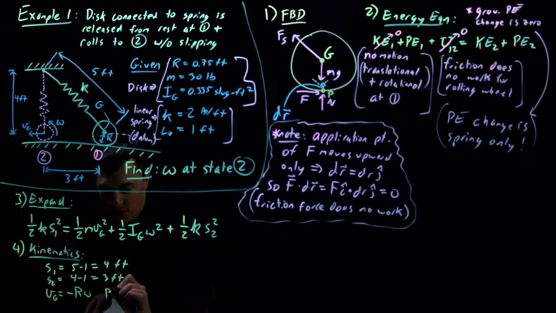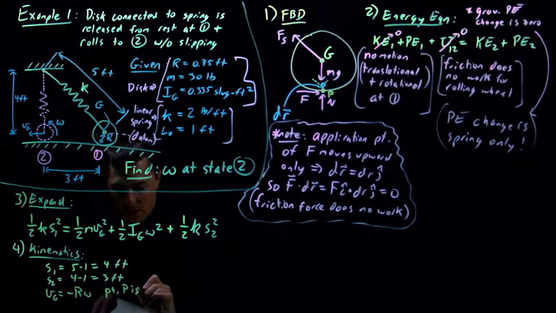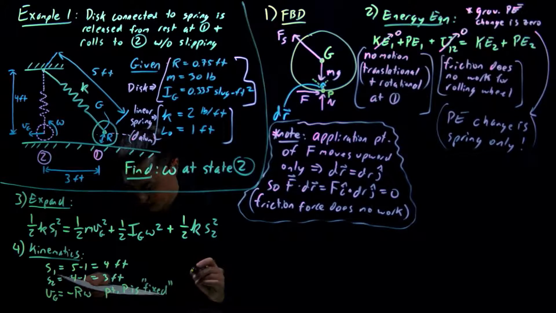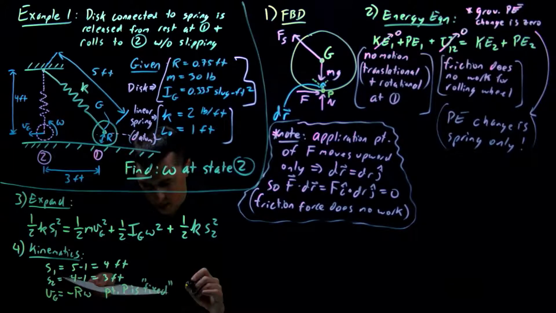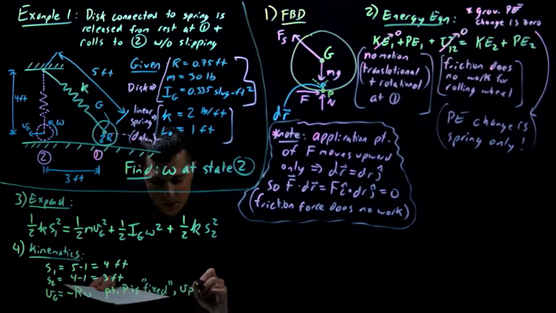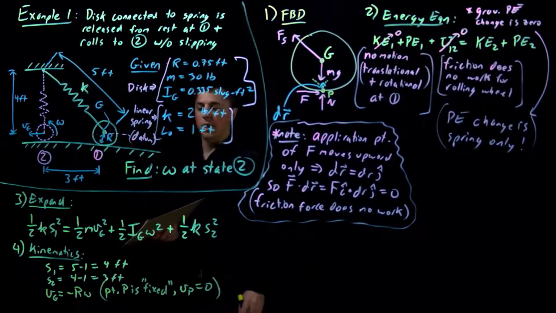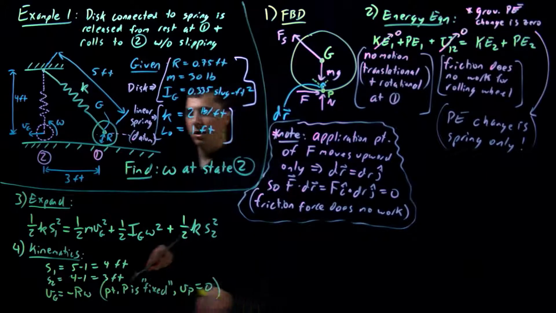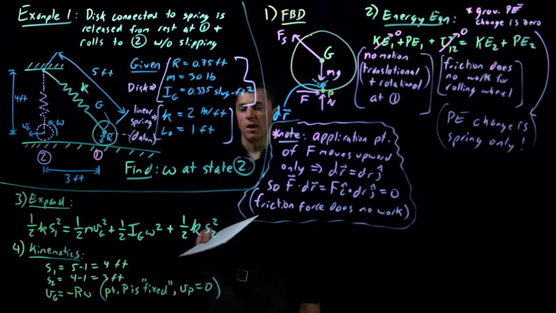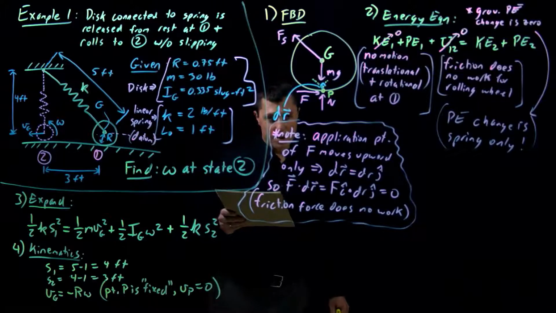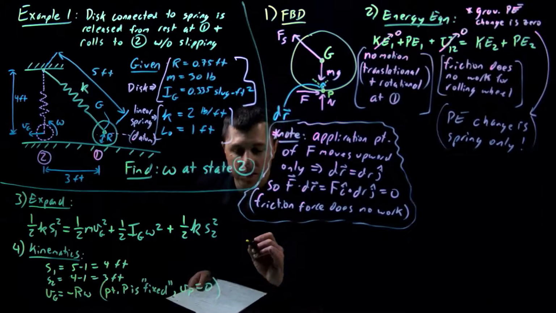This is because point P is fixed, not moving, has no motion. So what we mean by that is Vp equals 0. And we could work through our kinematics that way, but we've done this enough with rolling wheels. This is the result we get for the velocity of the center of mass for a rolling wheel. Okay, so we are now ready to solve.